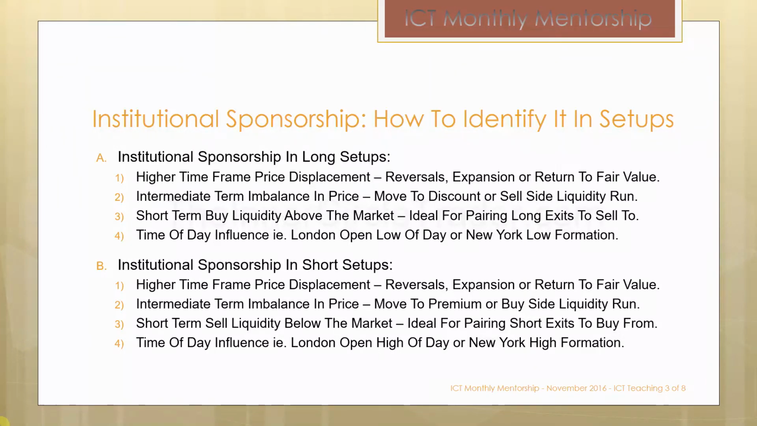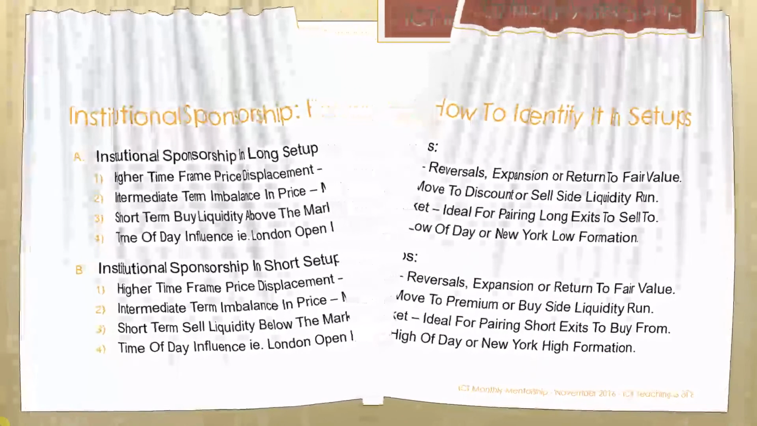Now, in this specific teaching, we're only going to be dealing specifically with the institutional sponsorship seen in long setups. Everything you see in the example would just be reversing that for the criteria used in the short setups.